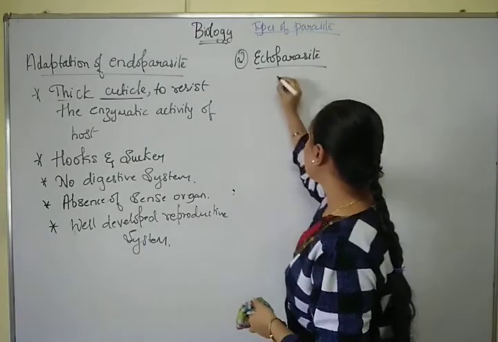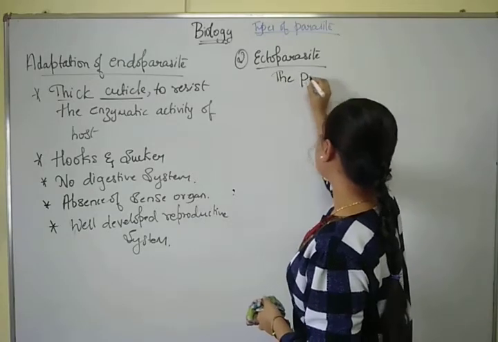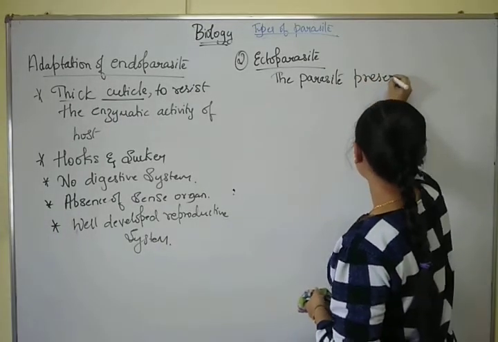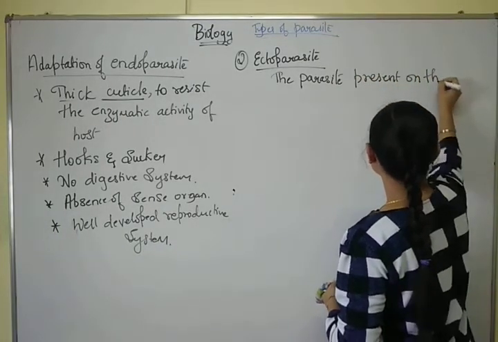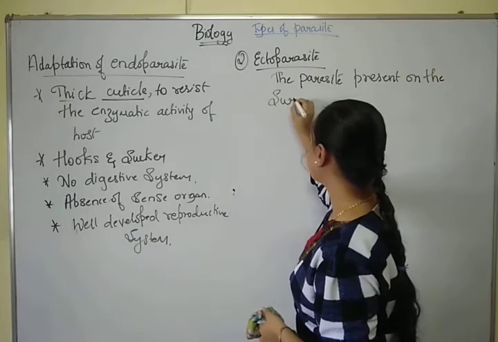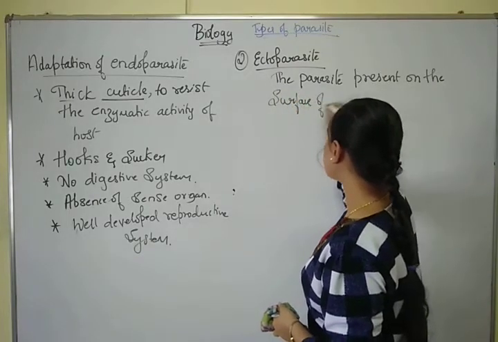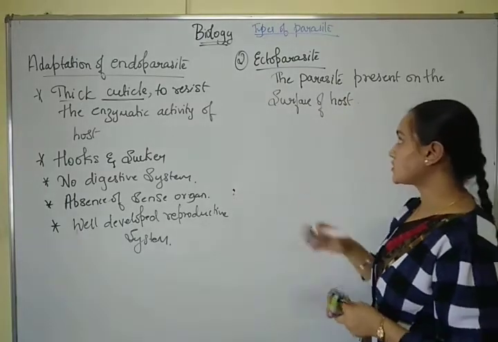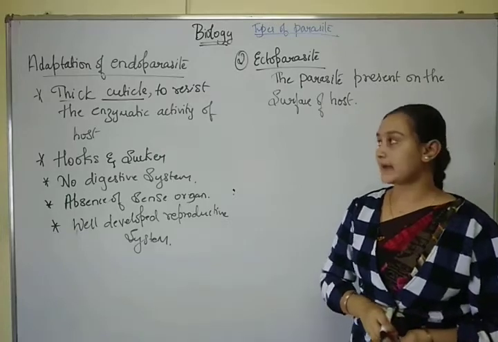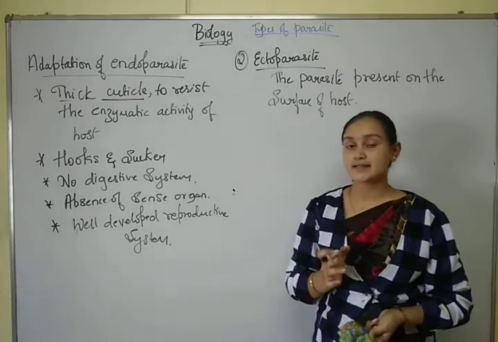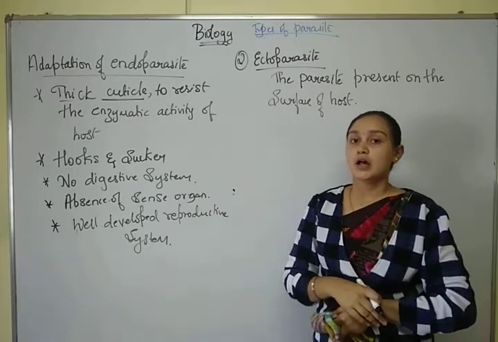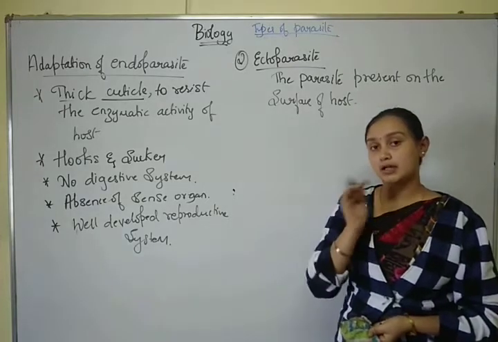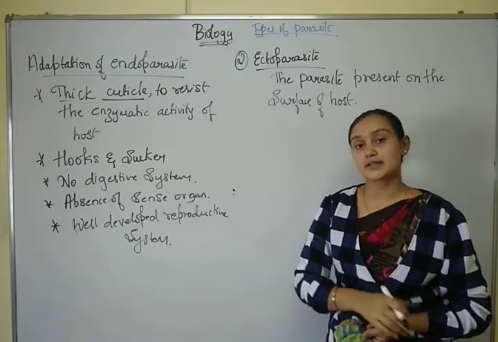The parasites are present on the surface of a host. So that one is called an ectoparasite. In an endoparasite, the parasite is present inside the host. But here the parasite is present on the surface of a host.